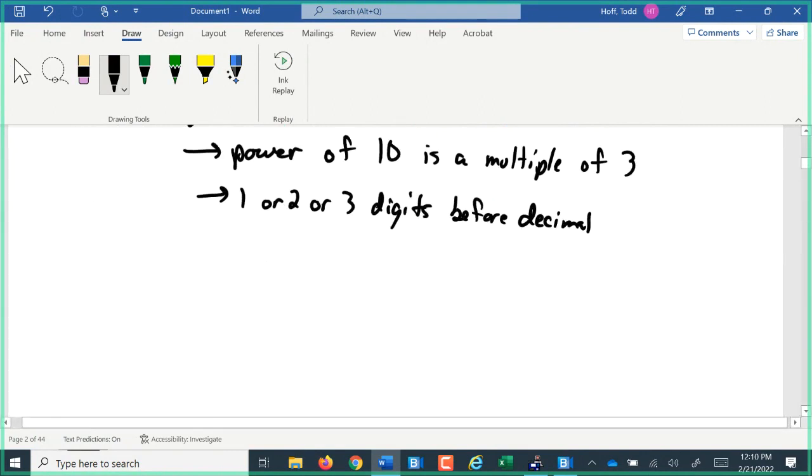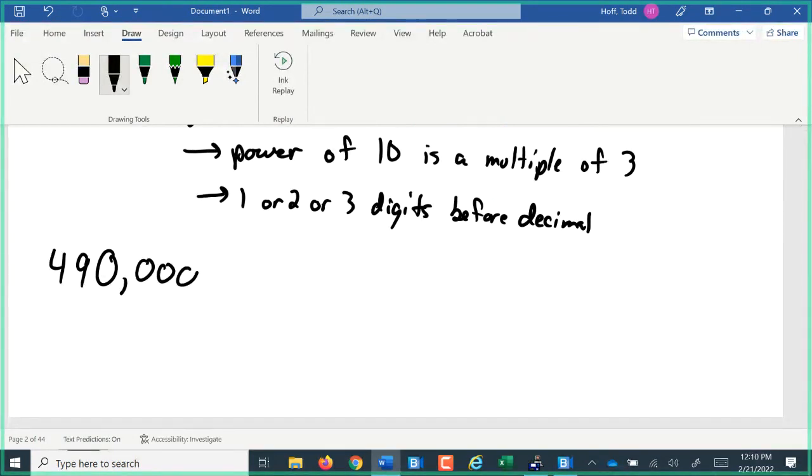See how this works. When I go to move my decimal point here, rather than picking where it's going to go, I just have to start moving it and see where I have to stop. So my decimal point starts here. I have to move it 3 spaces at a time. So I'll go 1, 2, 3. And I look and I see I cannot go 3 more. So I am done. That's 490 times 10 to the 3 spaces that I moved.